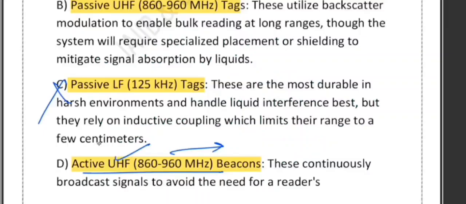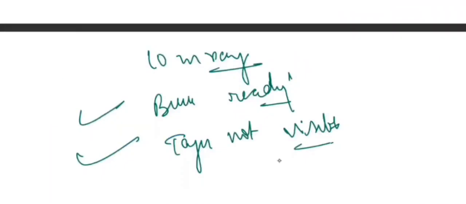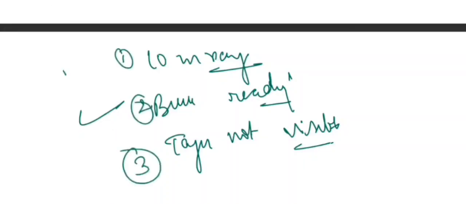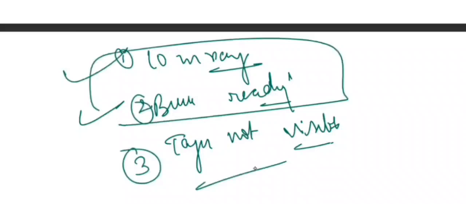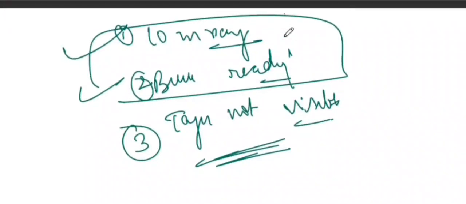So if we talk about UHF, option D, it satisfies both the 2 conditions. Right. Sorry, not the third one. Let me erase it. Let me write down the condition numbers to be more precise. Condition number 1, condition number 2, condition number 3. It satisfies condition number 1 and 2, but condition number 3 is not satisfied, because passive UHF supports long distance range and bulk reading, but is designed around liquid interference. But the tags are not visible.